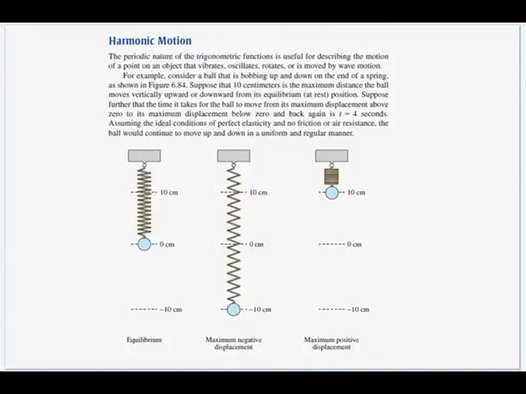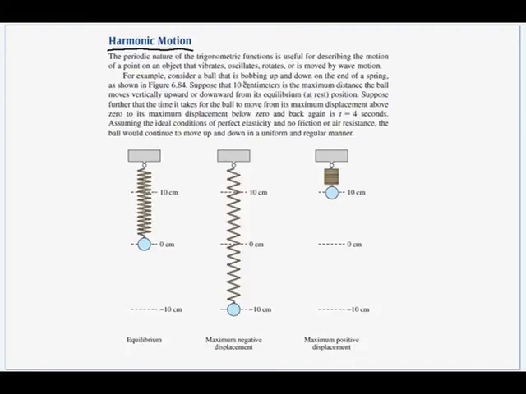In this video, we're going to wrap up section 6-7, and this is also the end of chapter 6. And our last topic is harmonic motion. The periodic nature of trigonometric functions is useful to describe the motion of a point of an object that vibrates, oscillates, rotates, or is moved by a wave motion.